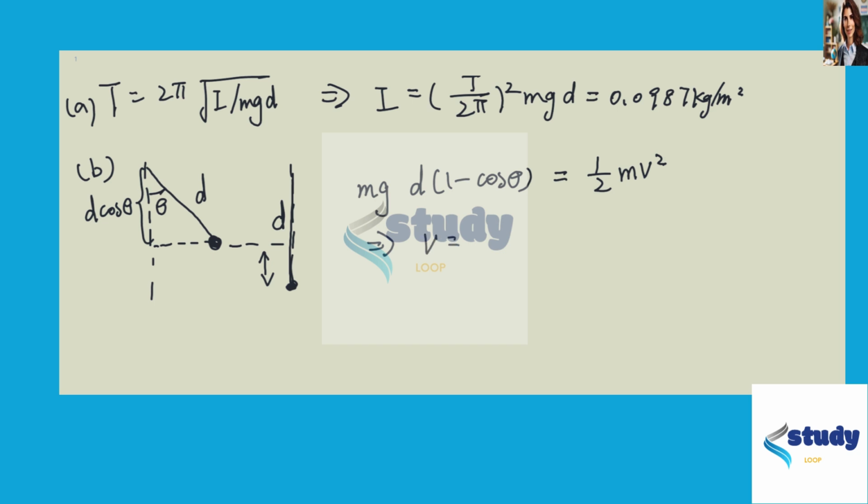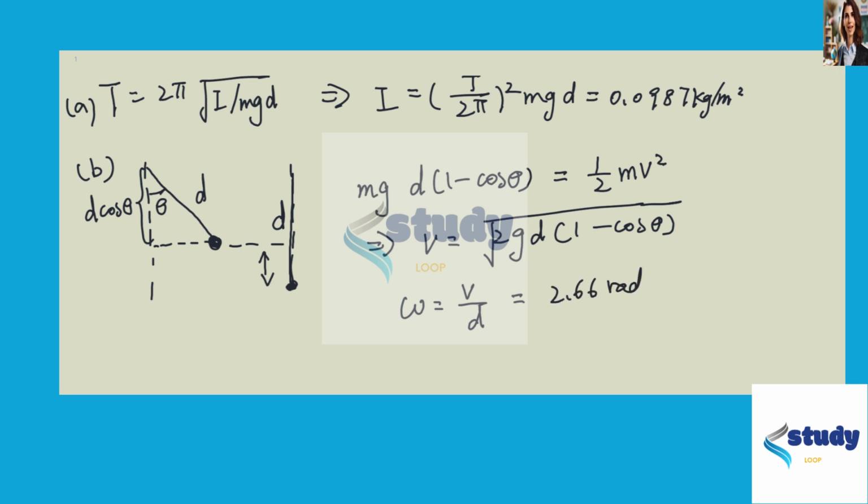the velocity is equal to the square root of 2 g d (1 minus cosine theta). And the angular velocity is equal to the velocity divided by the radius, which is d in this situation, right? So we plug in the numbers and have the maximum angular velocity going to be equal to 2.66 radians per second.